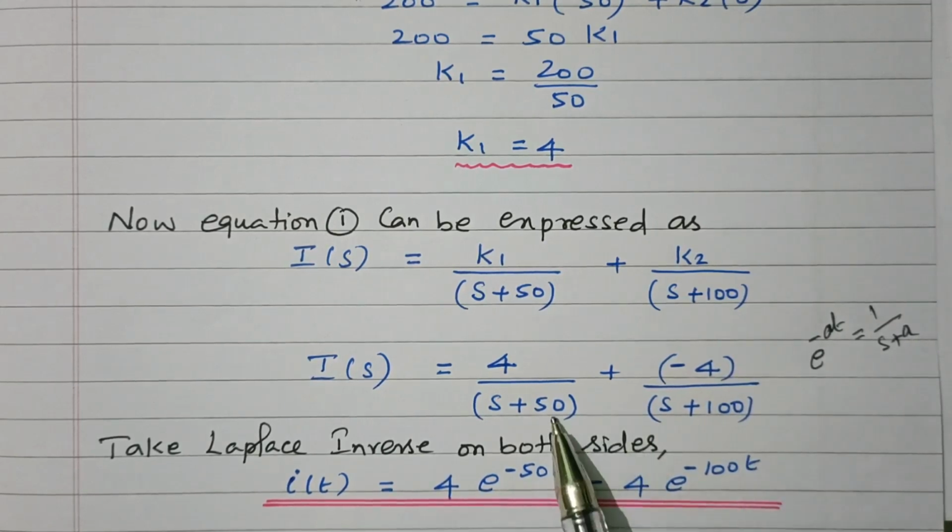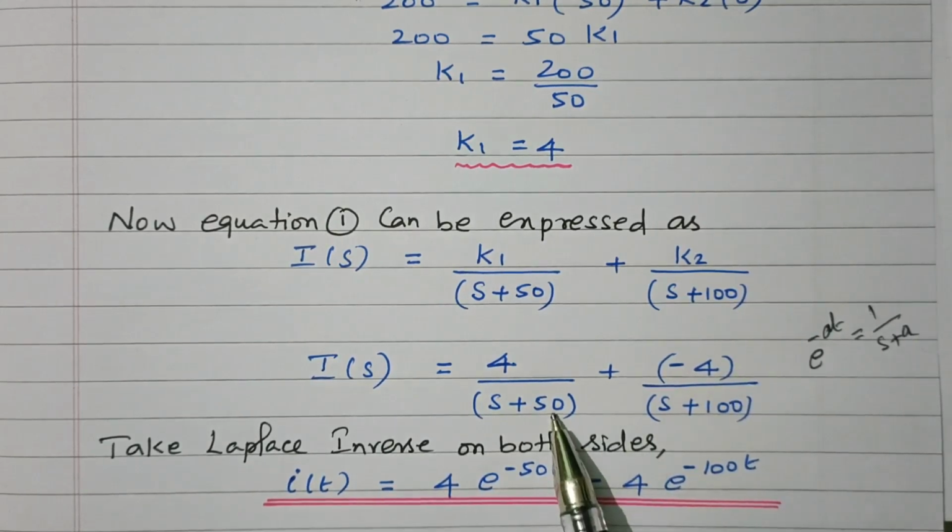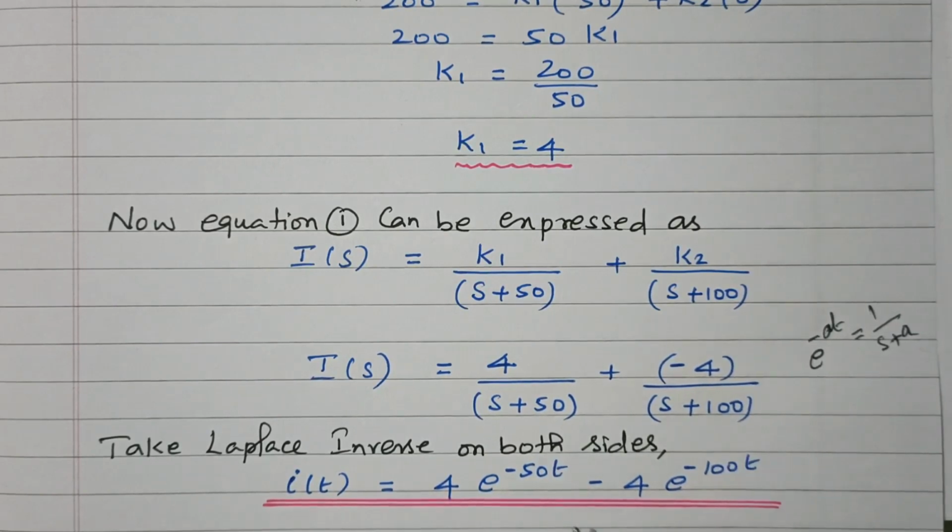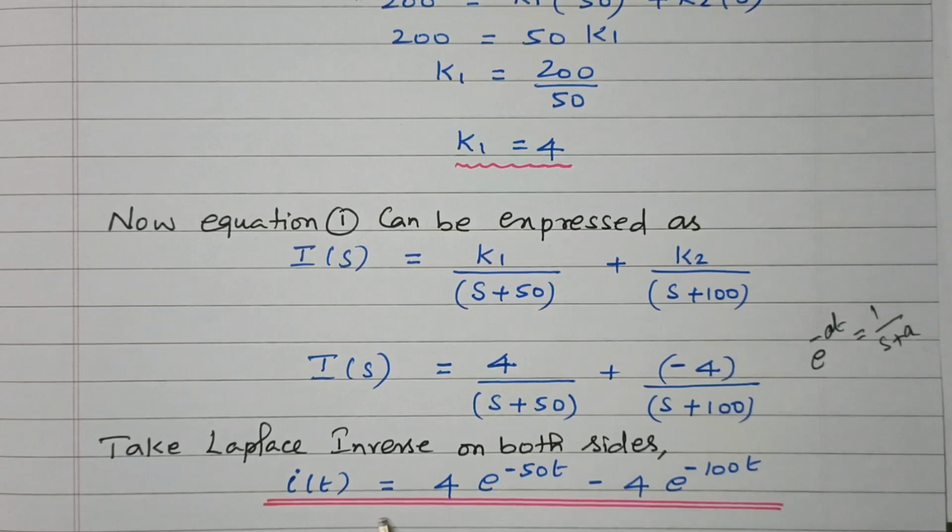Right. So a is 50 for the first term, and for the second term a is 100. Based on that, 4 e power minus 50t minus 4 e power minus 100t. Based on this expression we take the inverse Laplace. Now we have calculated the resultant current of the circuit. Now we'll go to the second part.